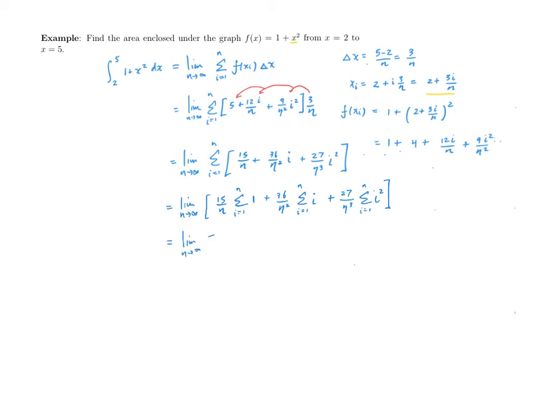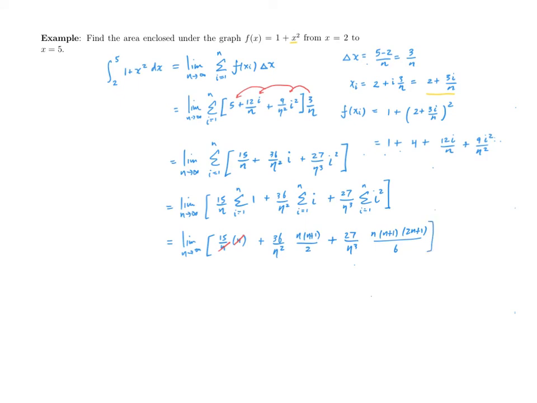So now let's take care of these summations using common formulas. The sum from i equals 1 to n of 1 is simply n. That's convenient. Plus 36 over n squared times the sum from i equals 1 to n of i, which is n times n plus 1 over 2. Plus 27 over n cubed times the sum from i equals 1 to n of i squared, so n times n plus 1 times 2n plus 1, all divided by 6.